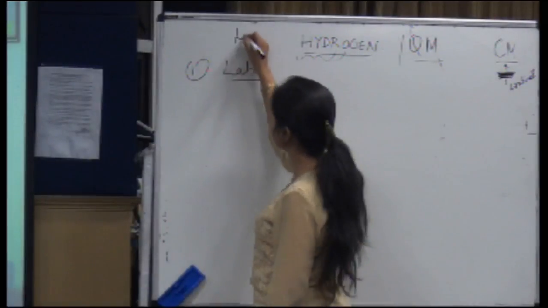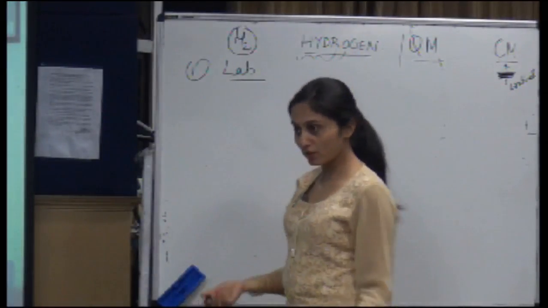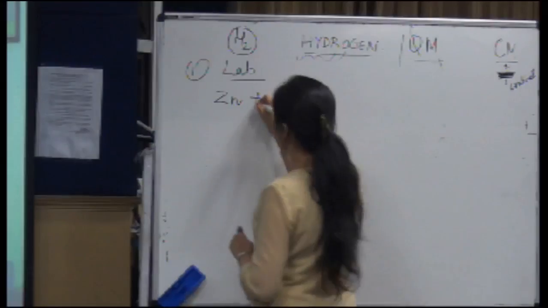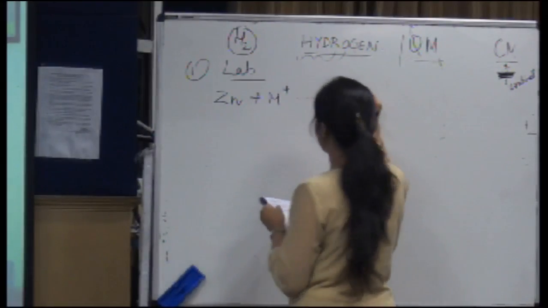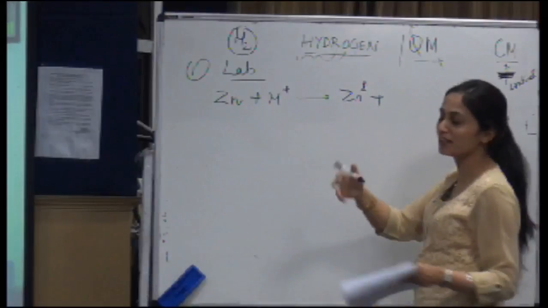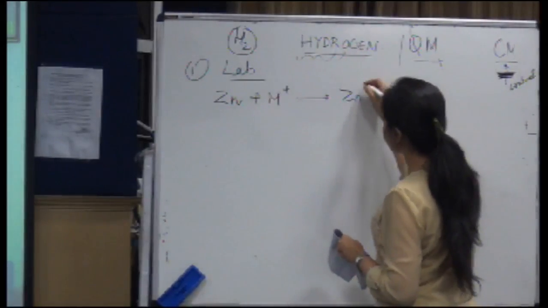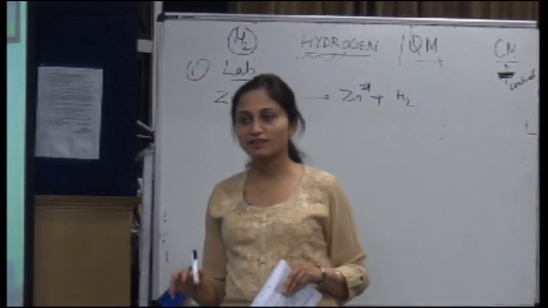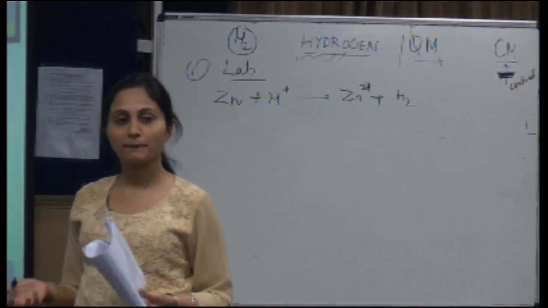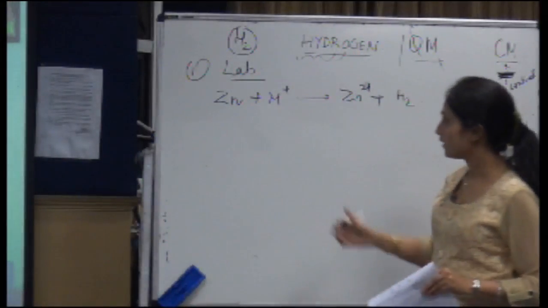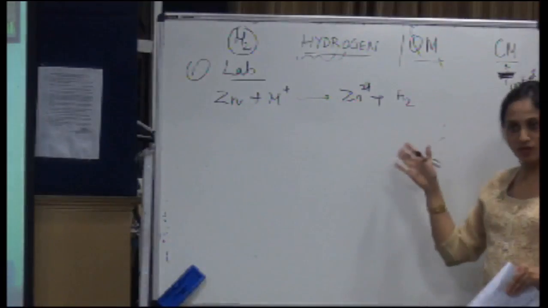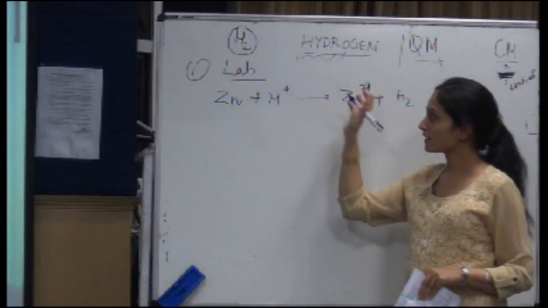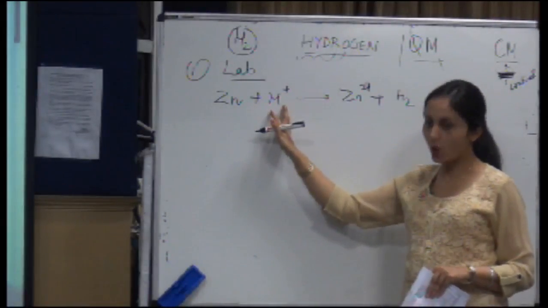What are we doing now? H2. Now the lab preparation of H2 is you can use any metal, generally zinc, which is used to react with H plus. This you must have prepared for your board school examinations. So what you get is Zn2+ and H2. Can you just tell me what's happening to H plus? Is it getting oxidized, reduced, what? It is going from +1 to... So it is getting reduced, so H plus is acting as an oxidizing agent.